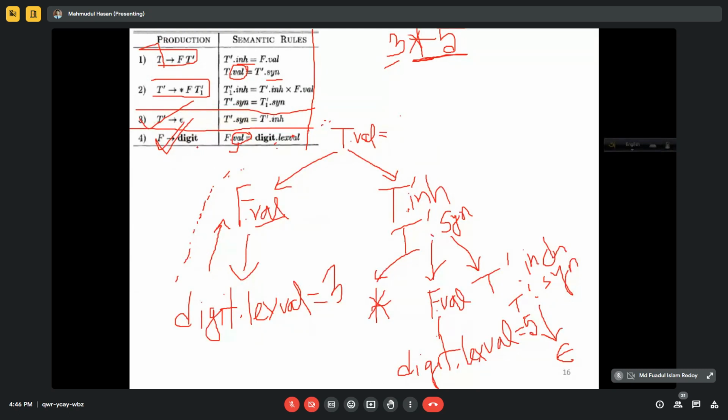When you consider this production rule, the semantic rule is that digit dot lexval goes to the F value. So the actual value is 3. This value is 3.